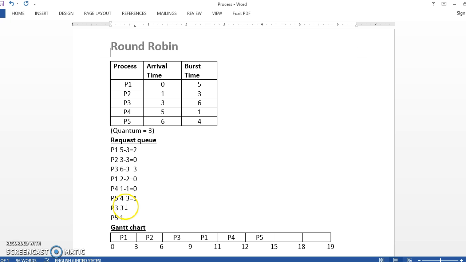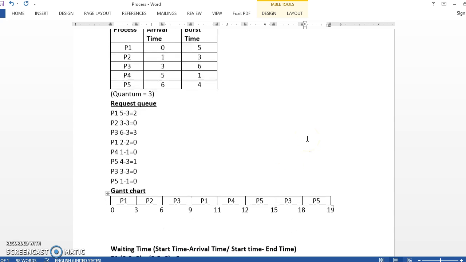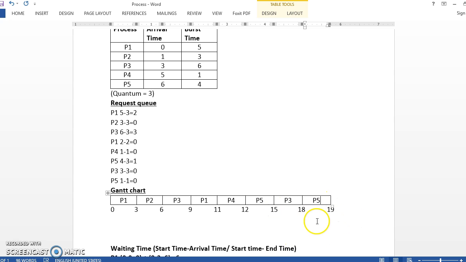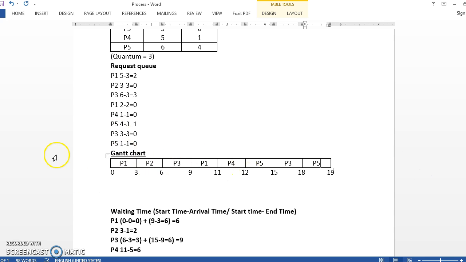Next in queue, we come back to P3 and execute it again for 3 seconds. So that is from 15 to 18, and since P3 only has 3 seconds burst time remaining, the process is now completed. Finally, next in queue is P5 with the remaining burst time of 1 second, so we execute P5 for 1 second only, which is from 18 to 19. So we have done our Gantt chart.